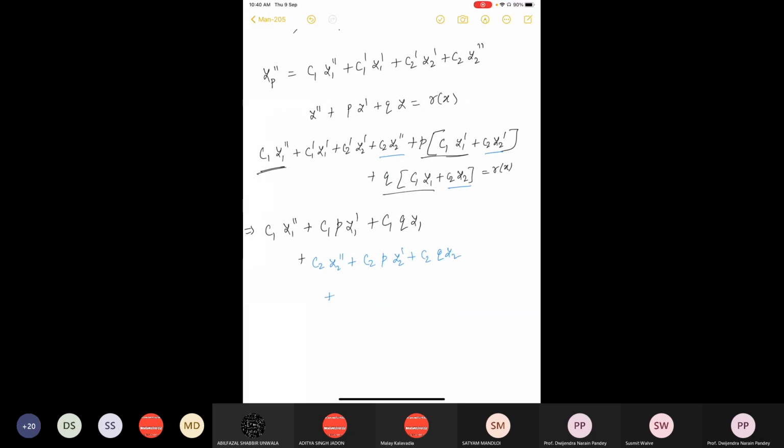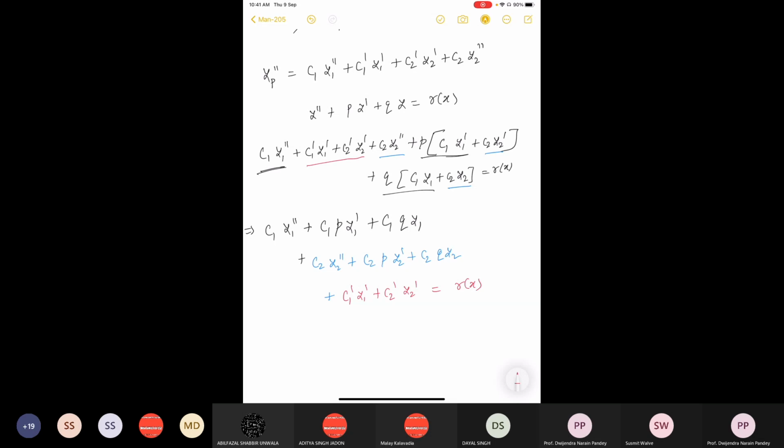What is left here is the following. This is the only thing left: c1 dash y1 dash plus c2 dash y2 dash is equal to r of x. So what is the benefit in writing in this way?